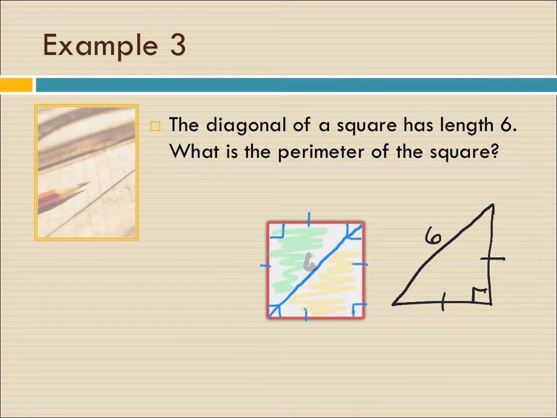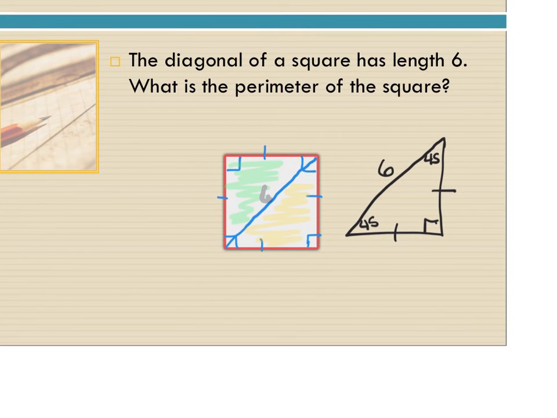Notice two sides are congruent, so I can use the fact that if I have two congruent sides, then my base angles are also congruent. So they're both going to be 45. So now I need to figure out what these legs are, because the legs are the sides of the square. So again, remember the relationship of the sides in the 45, 45, 90 triangle: this is A, and this is A square root 2.